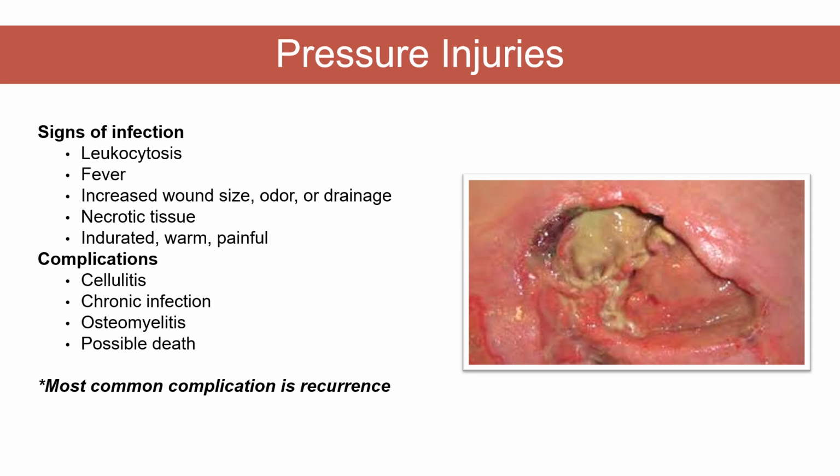Some complications from pressure injuries: it can lead to cellulitis, it can lead to chronic infection, osteomyelitis, which is infection in the bone, and it can lead to death. But the most common complication is reoccurrence.